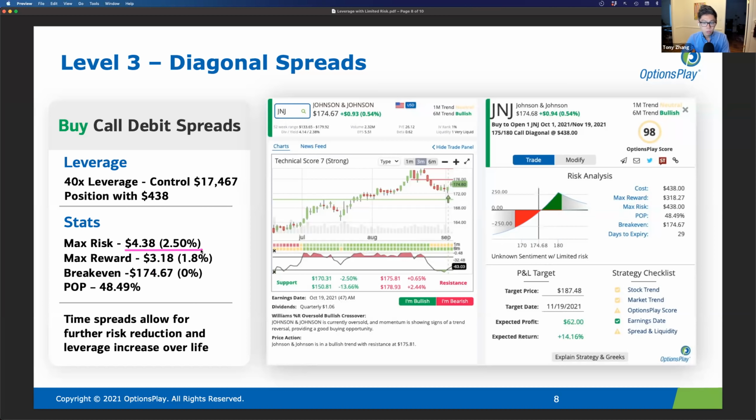The max reward here, this is the part that's a little tricky, because when we look at max reward, we cannot really calculate the max reward of the total strategy. We can only calculate the max reward of the strategy at the first expiration. So this is really where it's tricky, because you have to think about what can happen at the first expiration. The stock can be above 180 at expiration, or it could be below 180. So the max reward here of 1.8% is actually not accurate. It's 1.8% at the first expiration.